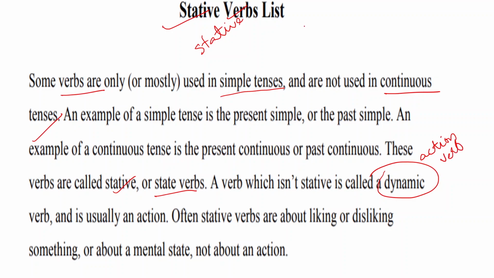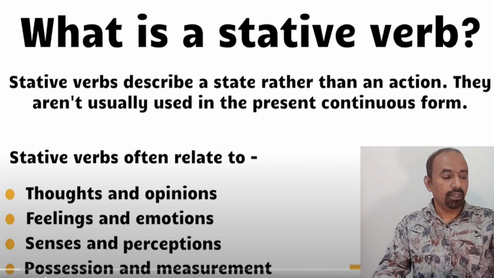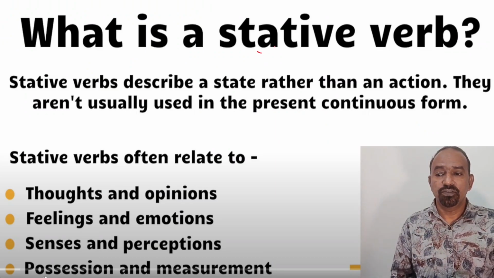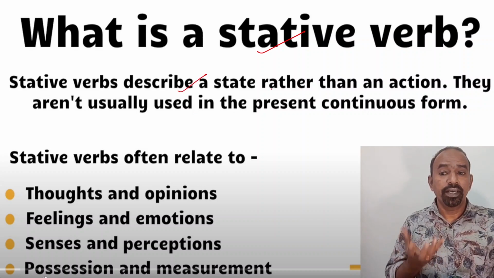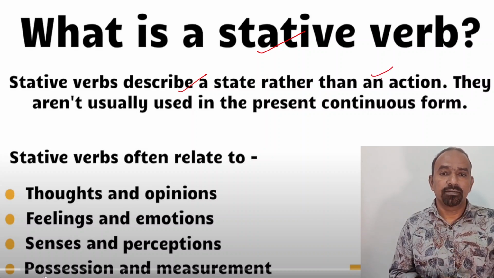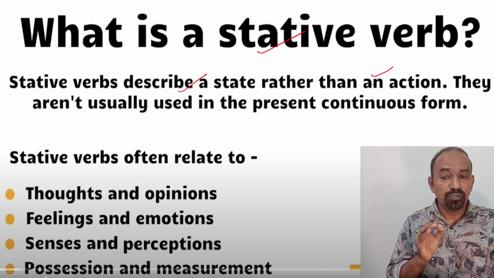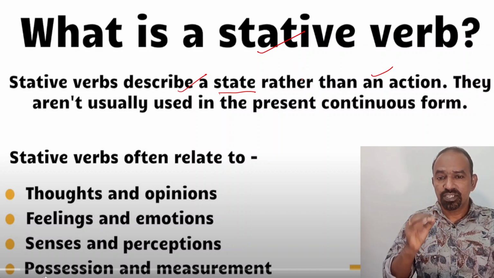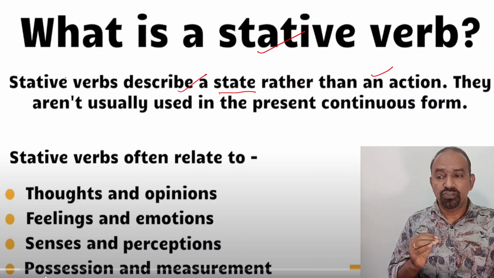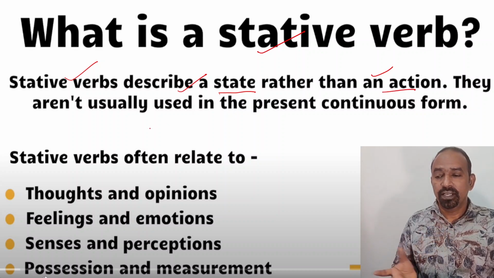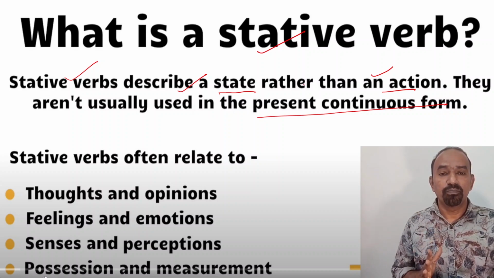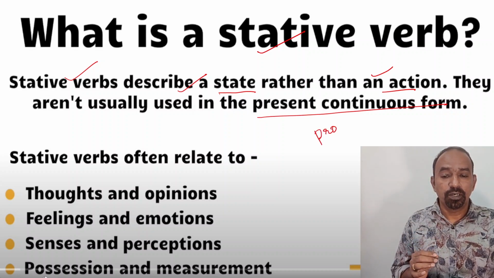So these are the two types of verbs we are going to learn: stative versus dynamic or action verb. A verb which is not stative is called a dynamic verb. So let us check once again what is this stative verb. A stative verb describes a state rather than an action. So the function of a stative verb is to describe a state or condition. The condition or state of something is described by a stative verb, not an action. They are not usually used in the present continuous form, or we call it progressive tense.